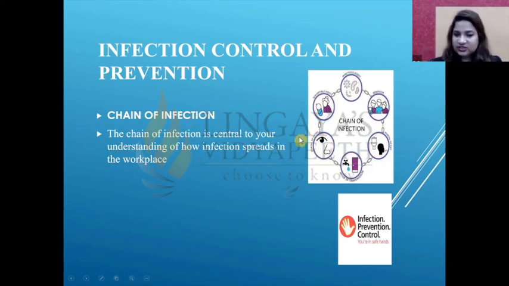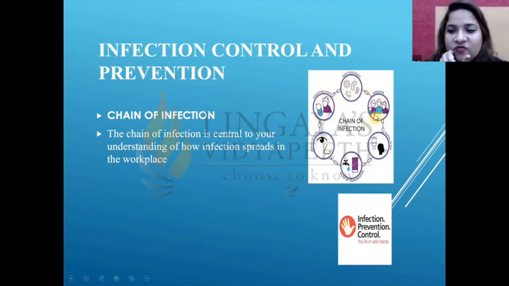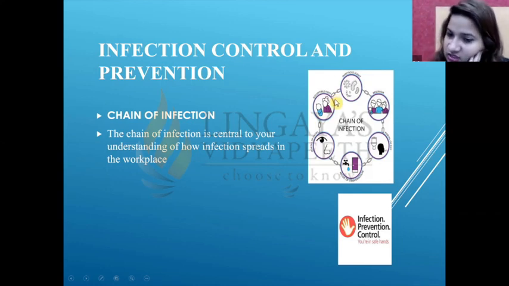The chain of infection is central to understanding how infection spreads in the workplace. There is an infectious agent, and a susceptible host. The agent spreads to different people. It comes from the reservoir through the portal of entry, from the oral route, the fecal route, or any other route, and comes into contact with the patient. Then there are different modes of transmission, either by water, by air, or by other means. Then it again comes to the portal of entry of another person, who becomes the susceptible host, and the infectious agent is again released into the environment. This is how the chain of infection goes on and on.